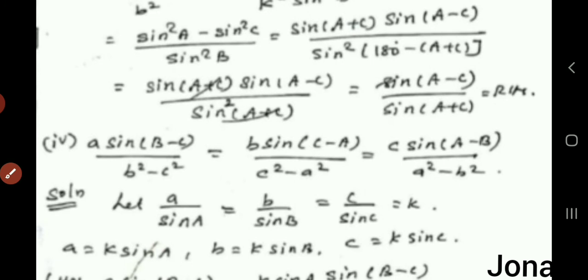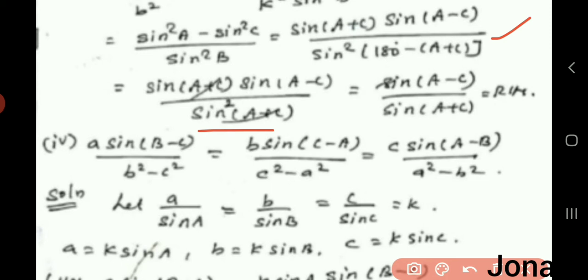Okay, now we can have the value like this. At the numerator we have sin of a plus c into sin of a minus c, divided by sin square of 180 minus a plus b plus c. Okay, that 180 minus of a plus c is 2 into 90. So 2 is even, keep sign as it is. It is in the second quadrant, sign is plus. So I can write this as sin square of a plus c.